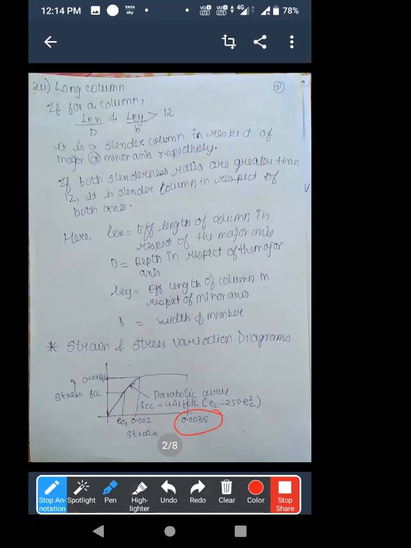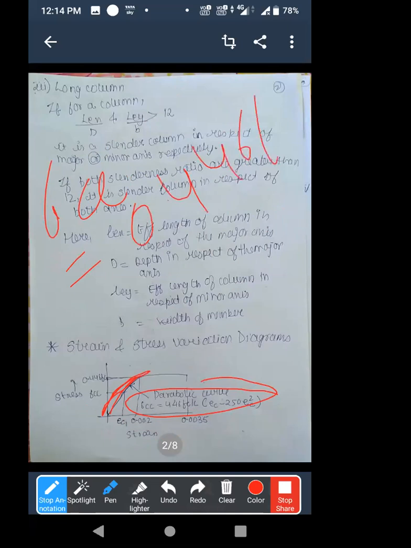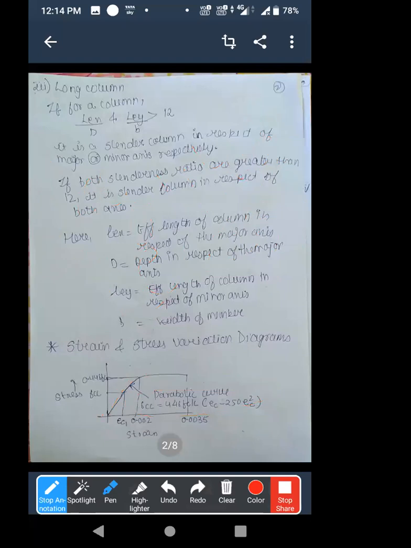Here you can see the equation for this parabolic curve: Fc is equal to 0.446 Fck bracket, Ec minus 250 Ec square. This is the stress strain diagram for your column.